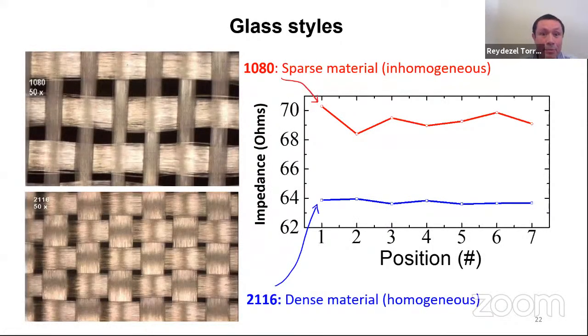Also the impedance, which I have also mentioned is an important parameter, varies with frequency. It varies with position. We have several lines measured, but then we repeated the experiment using a material with tightly spaced yarns. In this case, we see that using denser materials allows us to reduce the variation of the impedance exhibited by interconnects due to the homogeneity of the laminate.